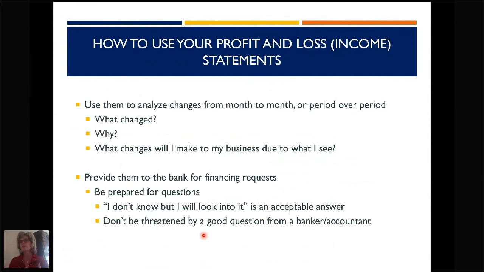So another reason that we might be preparing profit and loss statements is to prepare them for the bank for financing requests. We'd all like to get a little loan to grow our business, to pivot our business. And I want you to be prepared for questions. So as a banker, or a finance person, I guess I should say, I will always ask those 3 questions above to the business owners. What changed? Why? And now what are you going to do?